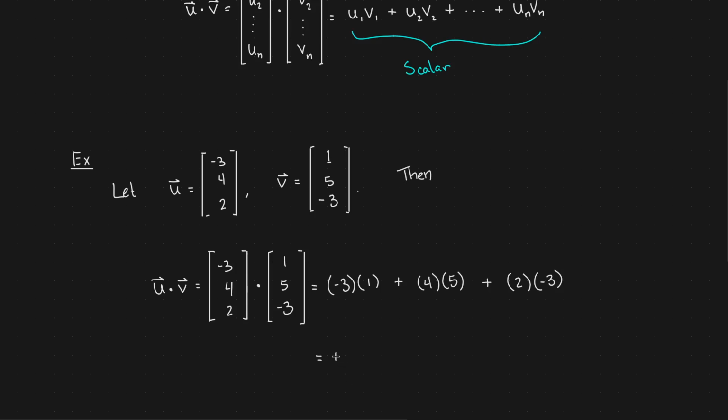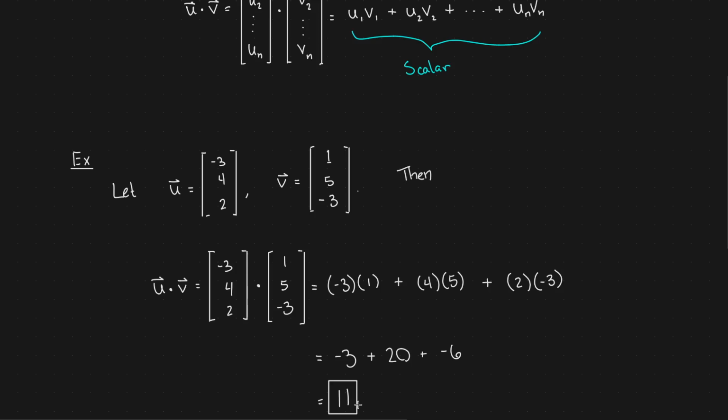So negative 3 times 1 is negative 3, plus 4 times 5 is 20, plus 2 times negative 3 is negative 6. Negative 3 plus 20 plus negative 6 is 11. And that's the dot product of u and v.